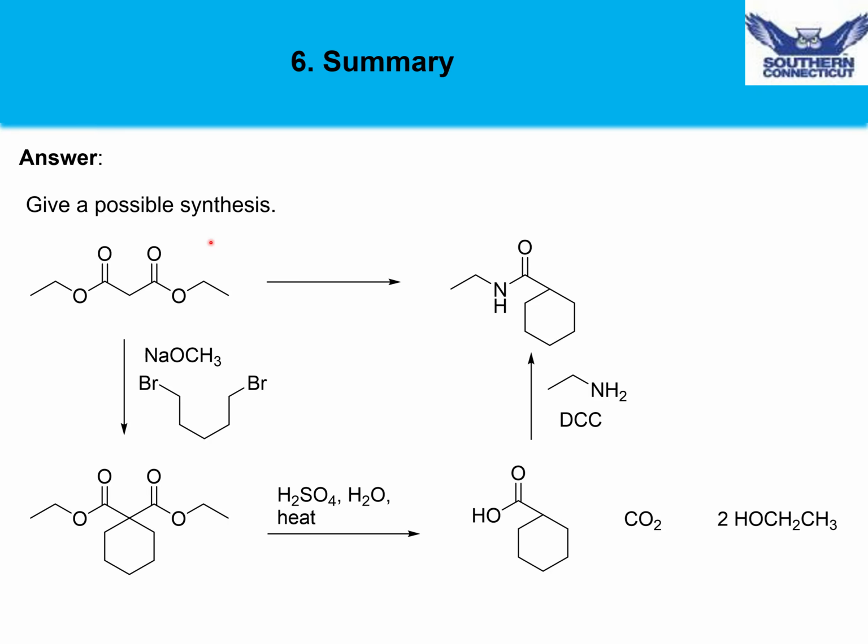So the way we would answer this problem could be that we add base to deprotonate this position, and then add a dihalide so that we could add the cyclohexyl group. So notice that cyclohexyl group has 1, 2, 3, 4, 5 carbons. The 6th carbon is actually the alpha carbon. So we need to have a dihalide that has 1, 2, 3, 4, 5 carbons, with a halogen on each end.